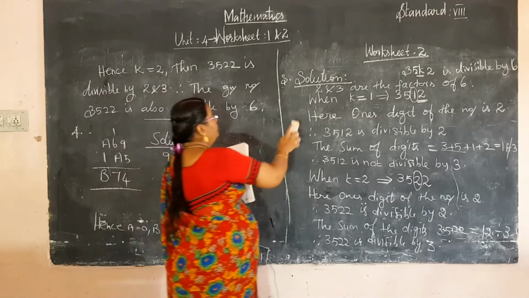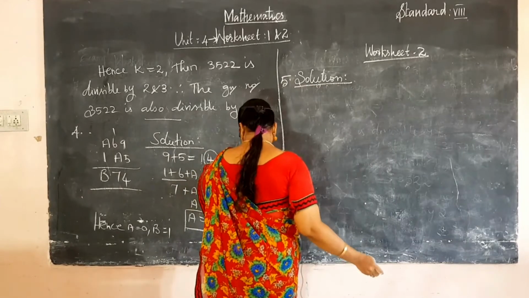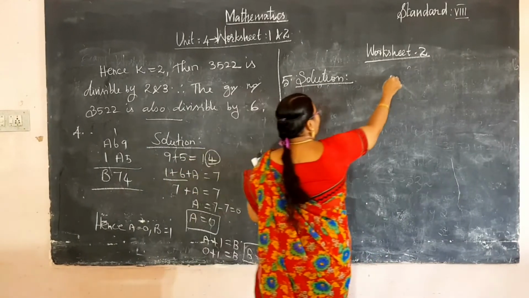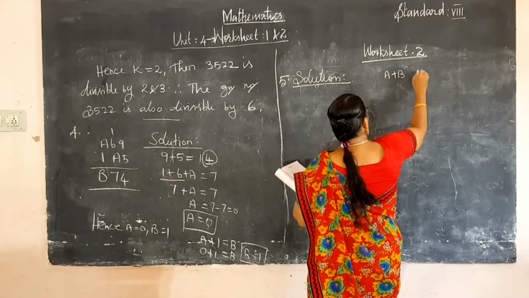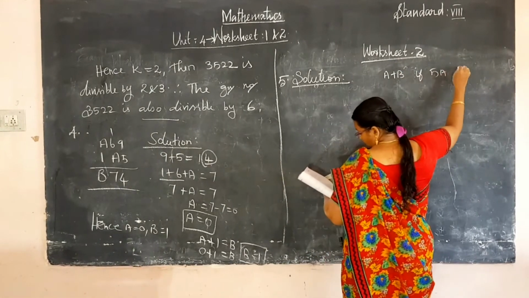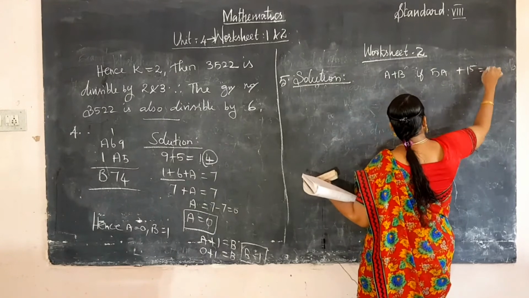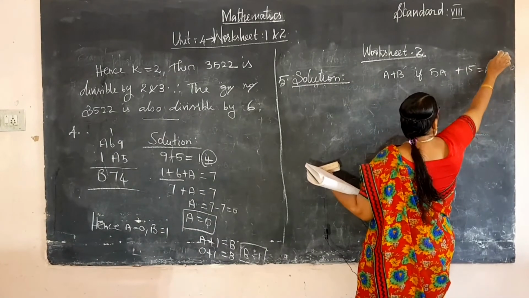And the fifth one. Find the value of A plus B if 5A plus 15 is equal to B8.